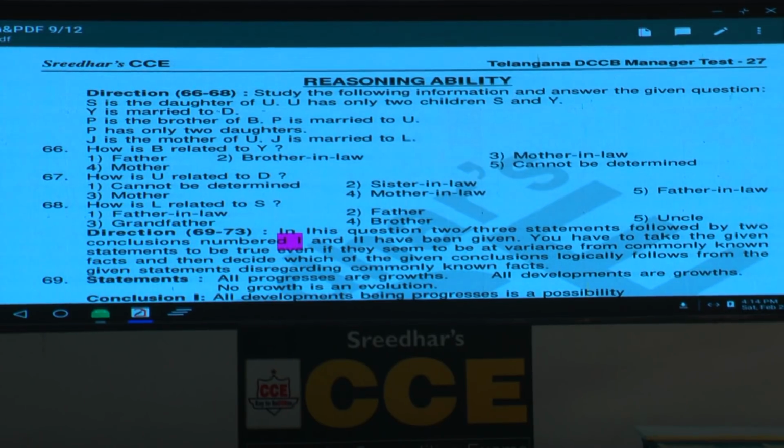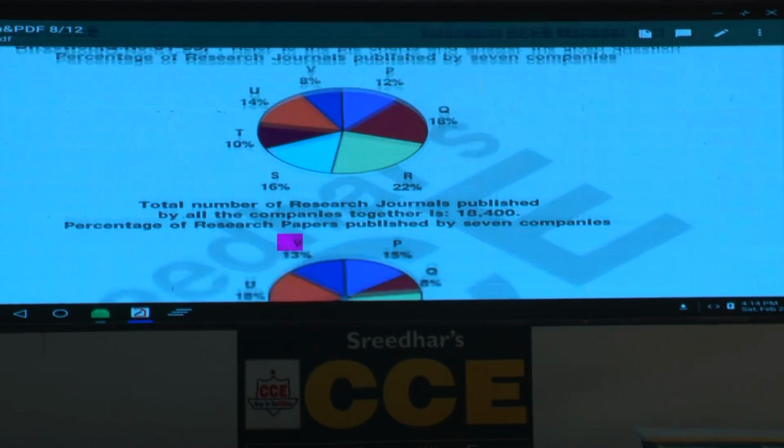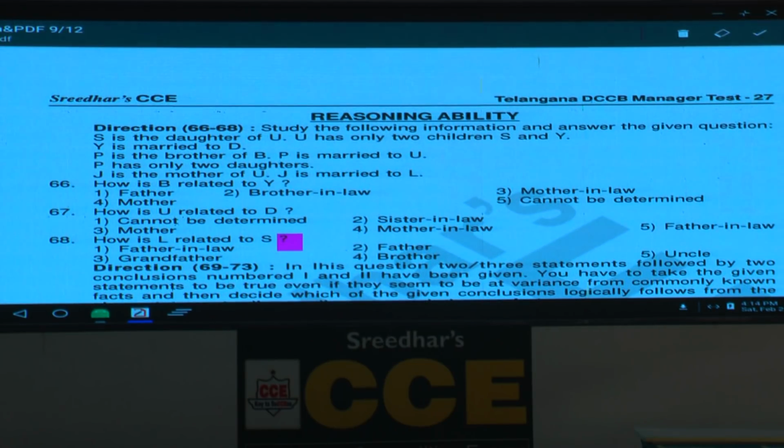Now paper number 27. In this paper number 27, question numbers 66 to 68, these three questions are based on blood relations. Now what is the first information here?